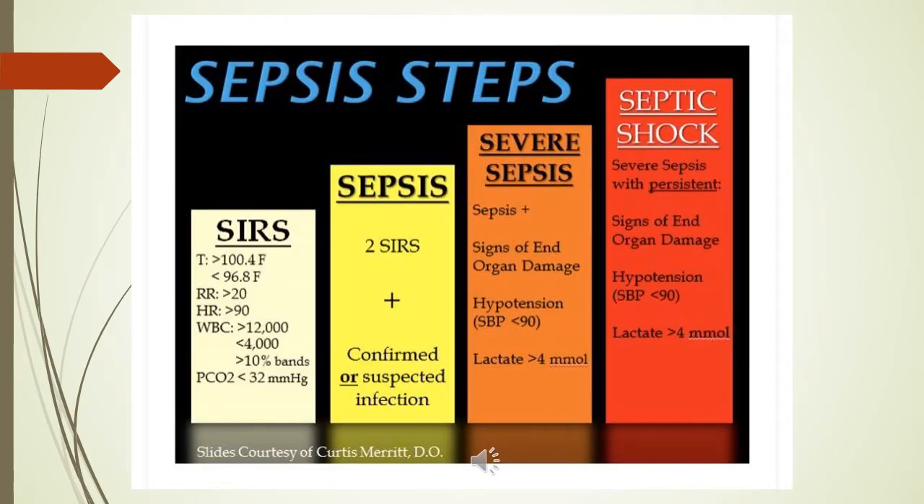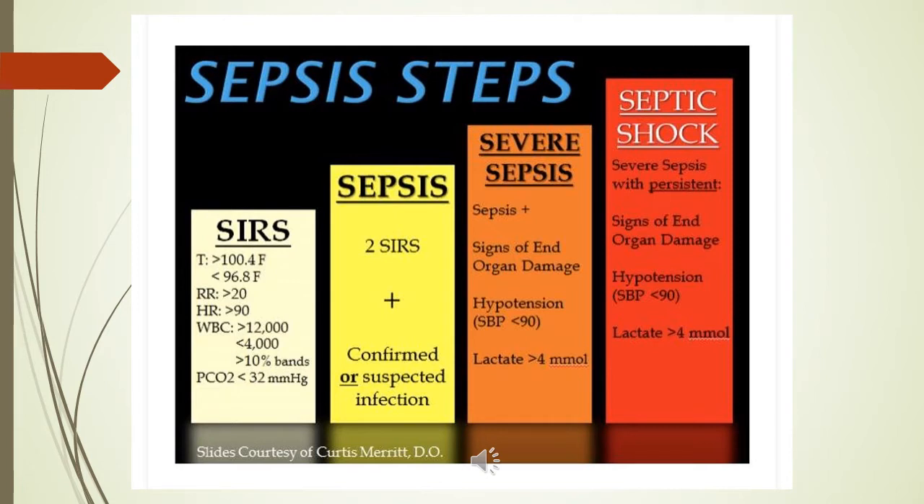Okay, so I don't know about you guys, but I'm a visual learner, so here's another diagram. This one's talking about sepsis steps. SIRS is systemic inflammatory response syndrome, and the characteristics for that are a temperature greater than 100.4 or less than 96.8, respiratory rate greater than 20, heart rate greater than 90, white blood count greater than 12,000, less than 4,000, or greater than 10% bands, and a PCO2 less than 32.